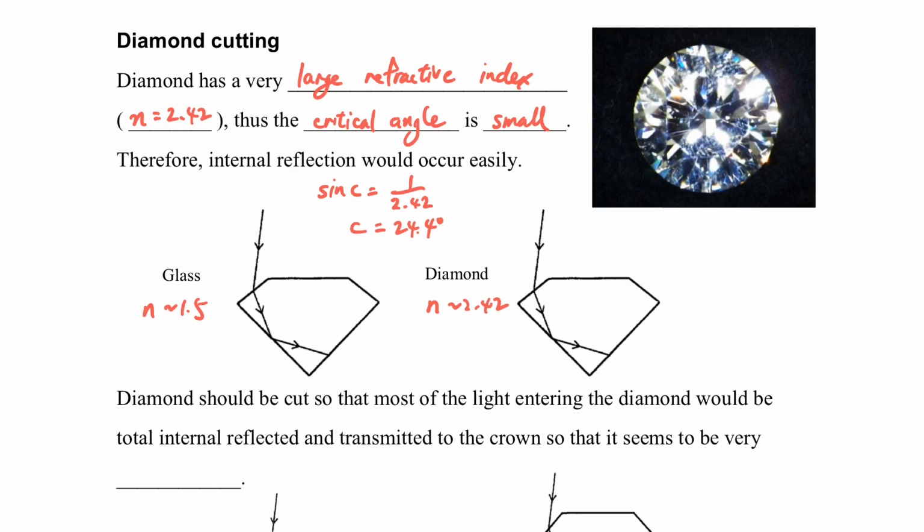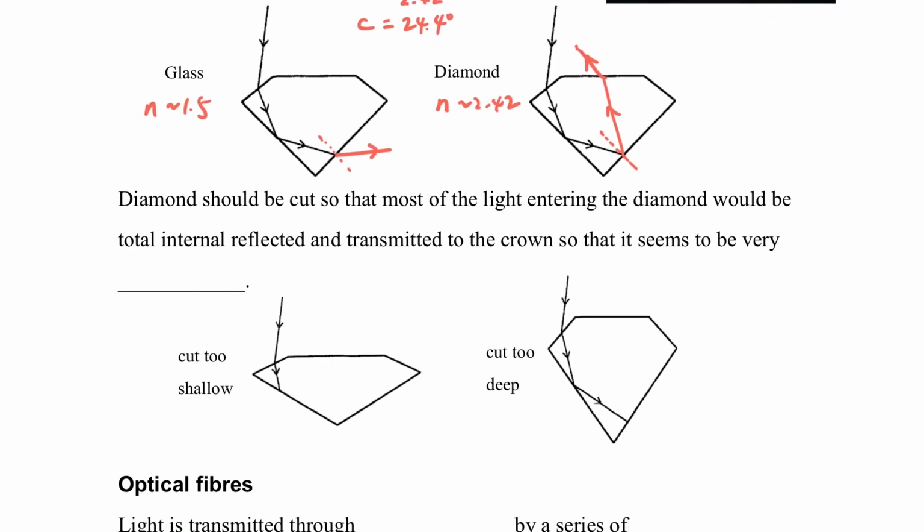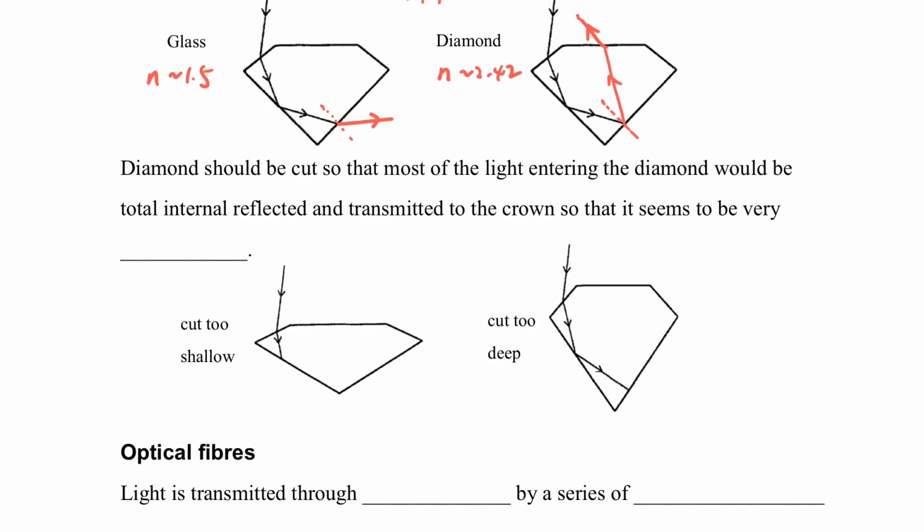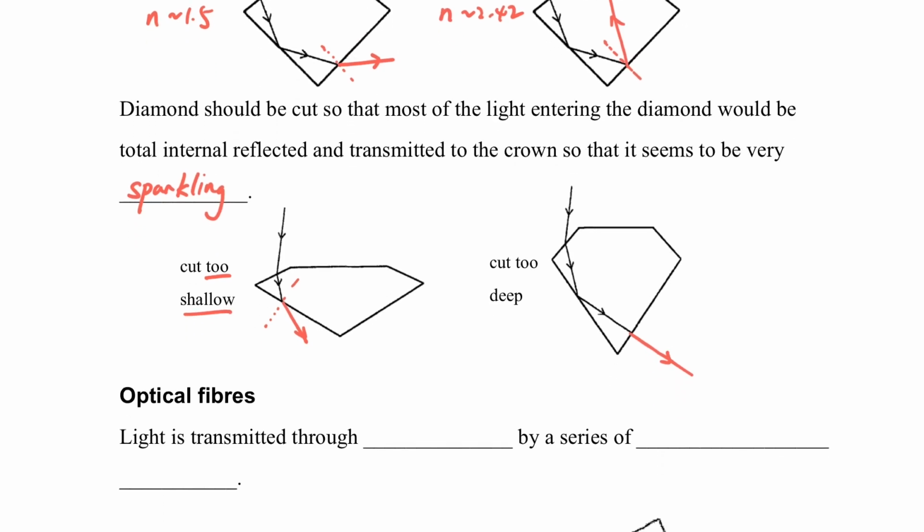For the same shape of glass and diamond, with the same orientation, for the glass, because the critical angle is not that small, the light may go out and leave the glass. But for a diamond, there may be total internal reflection, so the light can go back and go to the observer's eyes. That's why when we observe a diamond, it's usually more sparkling. But the cutting is also important. If we cut too shallow or too deep, the light will go down and will not get total internal reflection. So diamond cutting is a very important job.